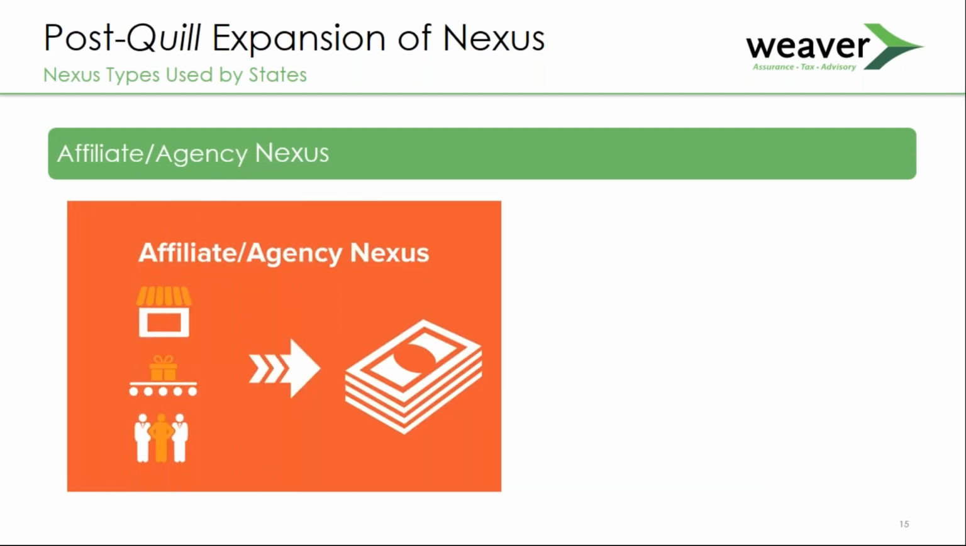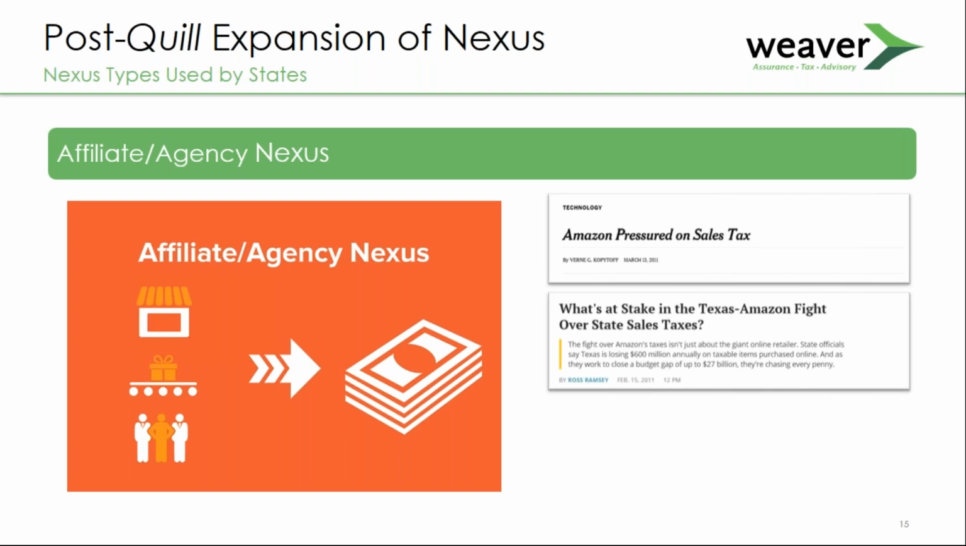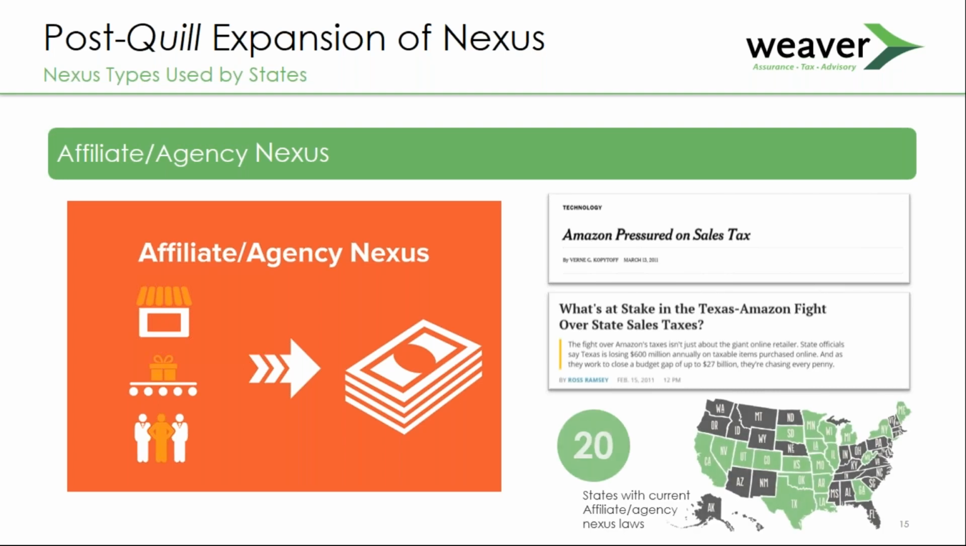Moving on. So, affiliate and agency nexus. This was one of the first types of nexus that states tried to impose after Quill. Basically, that's when certain jurisdictions have laws requiring a remote or out-of-state business to remit sales tax when they have an affiliate or a subsidiary relationship with an in-state counterpart. Some example states that did this: California, Colorado, Illinois, Texas, Utah, Wisconsin.